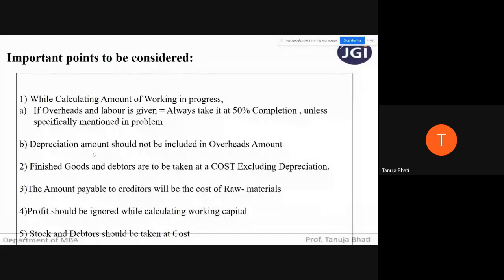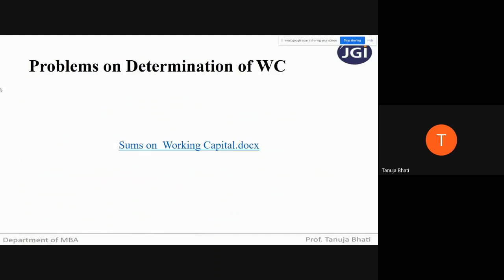So just remember, work in progress, labor and indirect cost, you're going to take it at 50%. Depreciation should always be excluded. Stock and debtors should be considered at cost, profit should be ignored. So these are the points that you need to remember for working capital. Next, now let us do sums on determination of working capital.